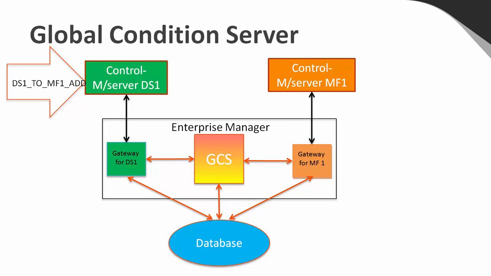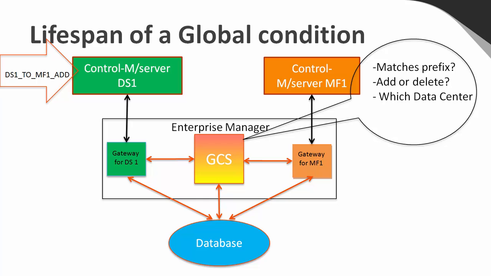Once it's in the GCS, it will perform a certain logic. Does it match the prefix? For this particular presentation, it does. Is it an add or delete? This will be an add, or a create, of the condition, and which data center is it going to be sent to. So once it has all those answers, it's going to send that information to the gateway, and the gateway will write to the database and eventually send the request to the mainframe, or MF1, data center for processing. And once a condition is created on the MF1 data center, that job should be triggered to run.